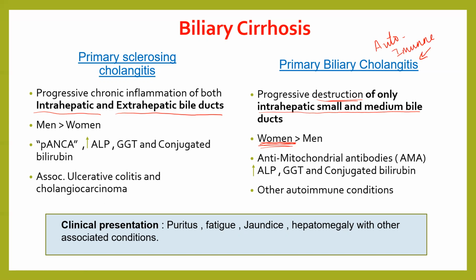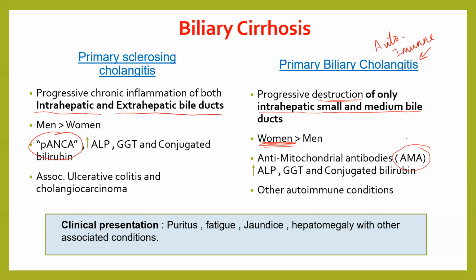And women are more predisposed to autoimmune diseases than men. So when we talk about laboratory tests, they are usually quite similar results. For example, they have an increase of ALP. We have an increase of ALP here as well. We have an increase of GGT, conjugated bilirubin. What's the main difference is the presence of P-ANCA and the presence of anti-mitochondrial antibodies in primary biliary cholangitis.